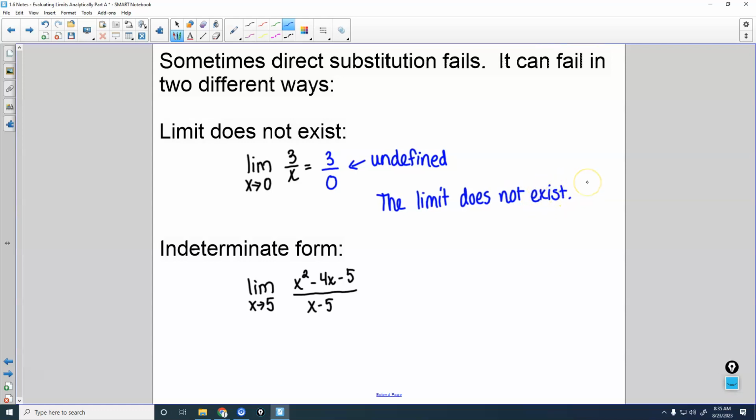Now, I know that I just used undefined and limit does not exist in the same thing right there. The value 3 over 0 is undefined because that is a value that we're talking about. So this is undefined, but the limit, we would say, does not exist.